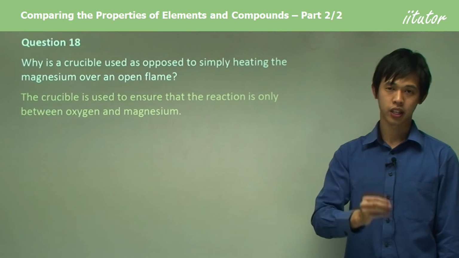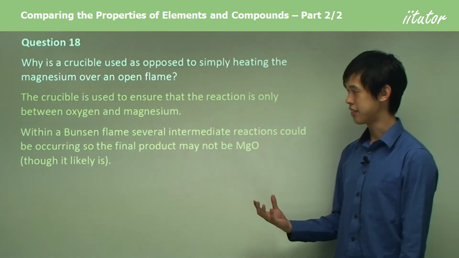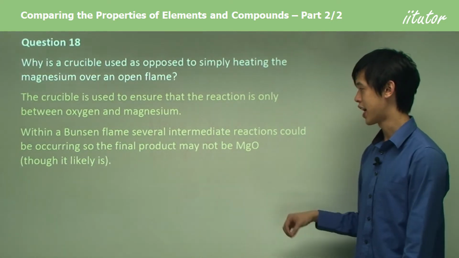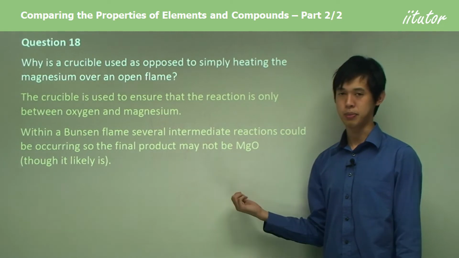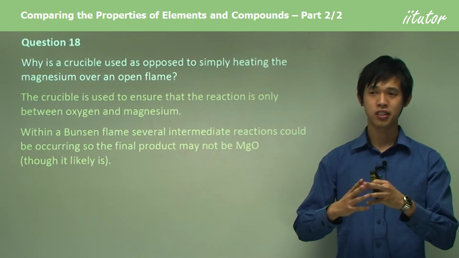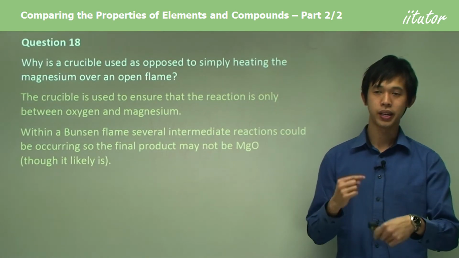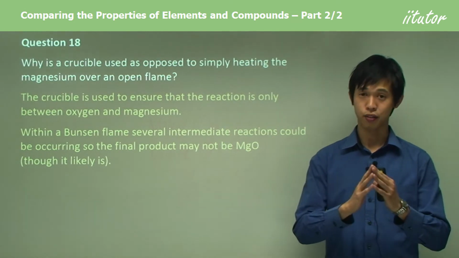So we want to make sure that oxygen and magnesium is the only thing that's reacting. Within a Bunsen flame, several intermediate reactions could be occurring, so the final product may not be magnesium oxide, though it very likely is. A flame actually has thousands of chemicals being produced and removed as the flame progresses.